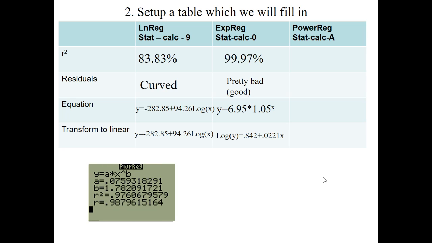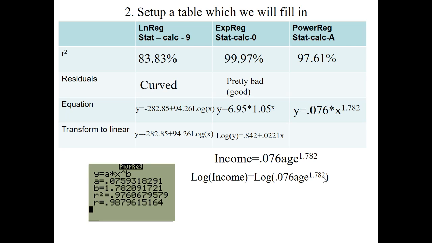Stat calc A. I have my R squared is 0.976, so not bad, but not as high as exponential regression. I can get my equation, y equals a times x to the b, or predicted income equals 0.76 times age to the 1.782. There's my equation then. However, in order to get a linear equation, I take the log of both sides. Applying our rules of logarithms, we can expand the right-hand side. Log 0.076, that's just a number. Log age to a power, I can bring that power in front of the log of age.